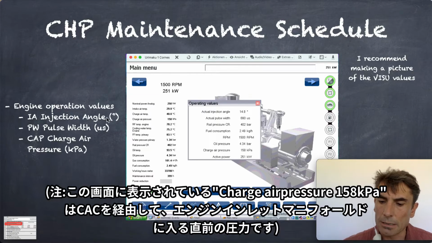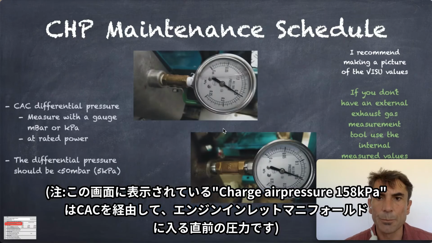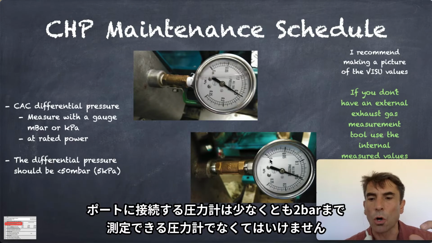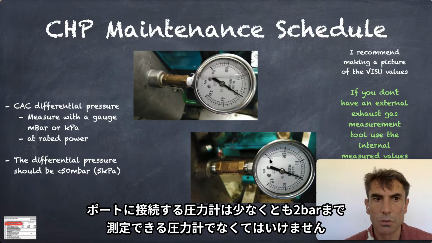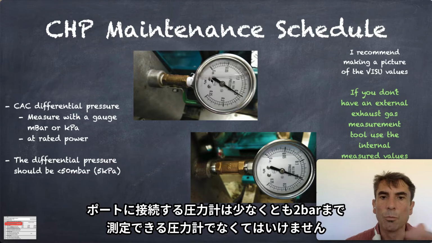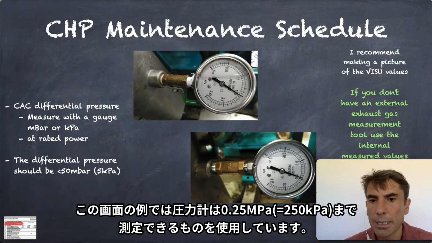So the pressure gauge that we use here to measure must have a range of at least 2 bar or 200 kilopascal to measure that properly. Here in the pictures we have a pressure gauge in megapascal. You see that's why we start with 0.1 and so on.